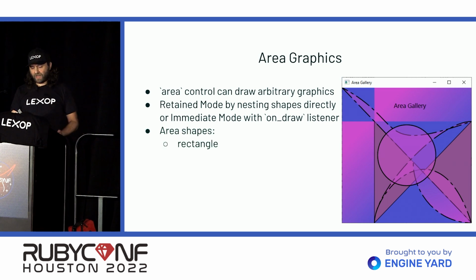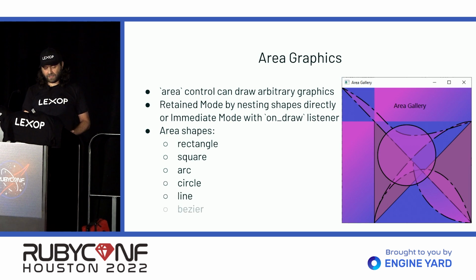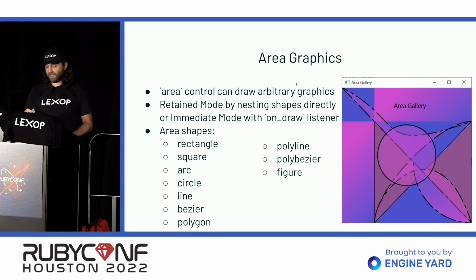So you can nest shapes like rectangle, square, arc, circle, line, Bezier curve, polygon, polyline, polybezier, and a figure that could contain anything. What you see on the screen here is a completely custom visual concept that's obviously non-native. This is not a native widget, but you can build it if you want. You can build any concepts you want. That can come in handy when you're building things like a UML designer, a traffic signaling app, etc.